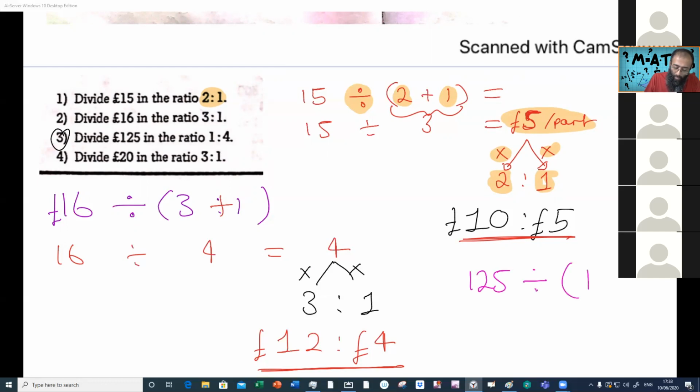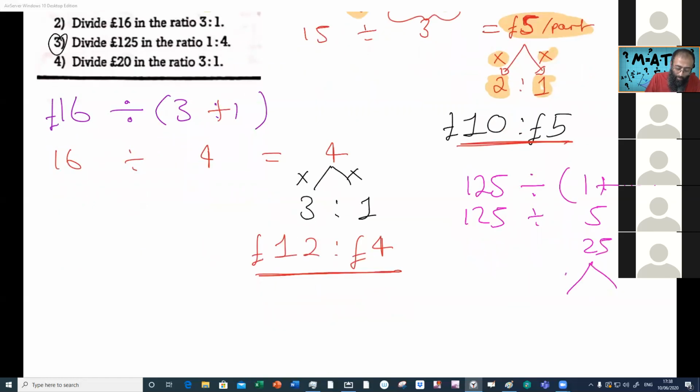So you have to do 125 divided by 5 because 1 plus 4 is 5. Good. Which is 25. Yes. Then you do 25 times 1 and 4, which is 25 and 100. Fantastic. So 125 divided by the ratio 1 to 4 means 125 divided by 1 add 4, combine them, so 125 divided by 5 is 25. Then you times it by the ratio. That's how much each part's worth. So one person gets 1 lot of 25, which is 25. Another person gets 4 lots.